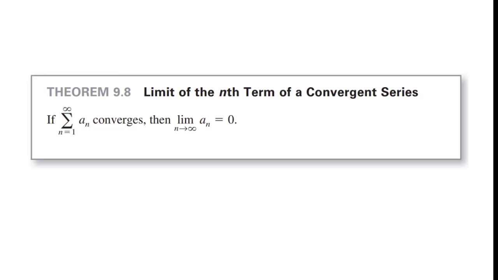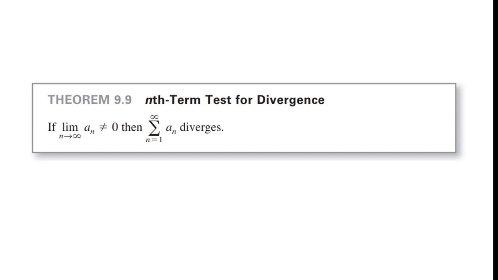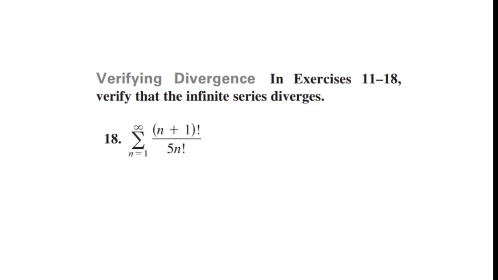People confuse this theorem all the time. This says if it converges, then your terms have to go to zero. And so if your terms don't go to zero, then your series has to diverge, right? So it's a different way of saying the same thing as the last one. And I believe we went over this problem, but let me go over this problem again.